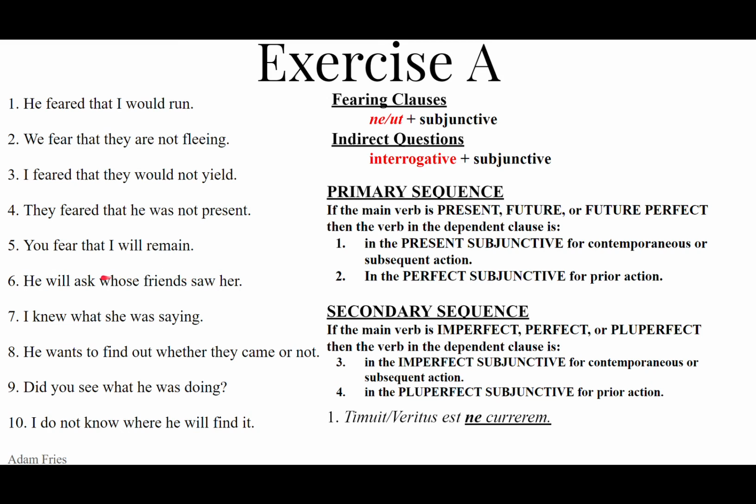You should always be able to pick out the direct question and the indirect question. It's introduced by the verb he will ask. So the direct question is whose friends saw her.